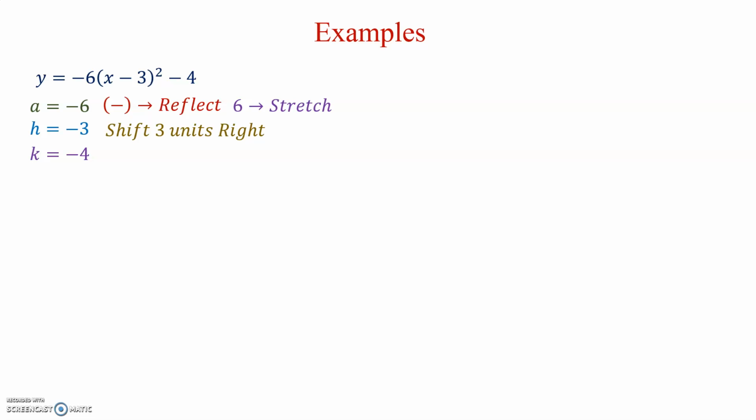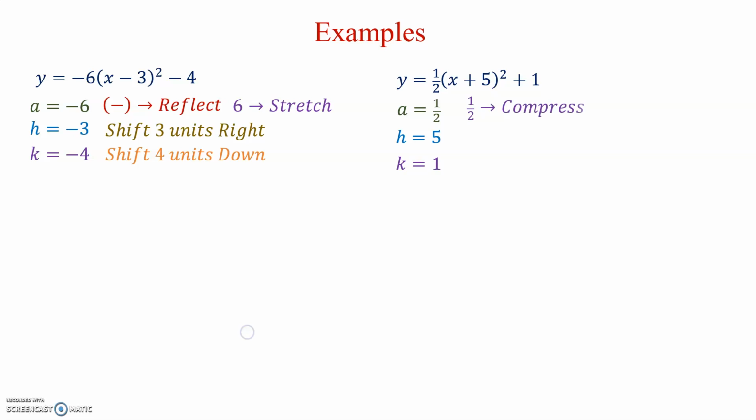3 units to the right. And the negative 4 tells us 4 units down. So we've got 4 different transformations in this one graph. Next one. Here, our A is a half, our H is positive 5, and the K is 1. No reflection here. Because the 1/2 is between 0 and 1, there's a compression. The 5 tells us we're going to shift left 5 units, and the 1 tells us up 1.